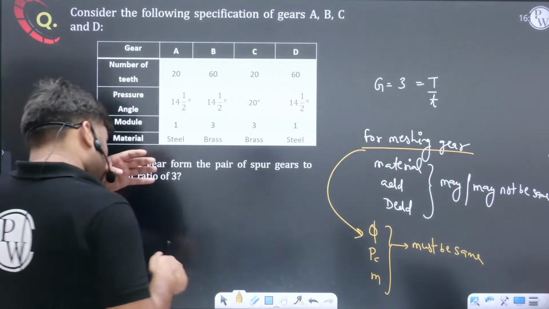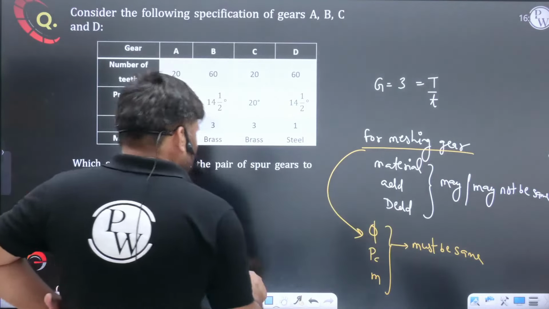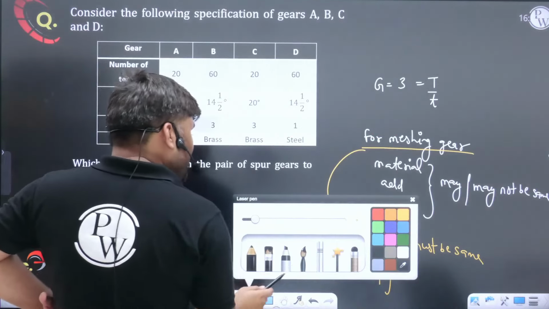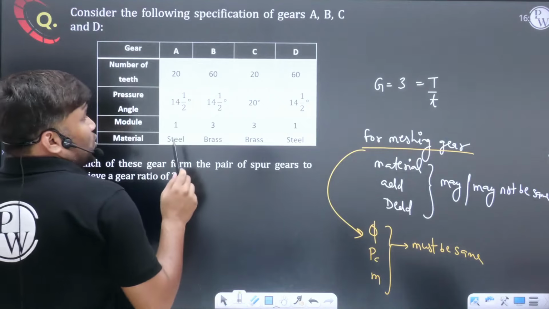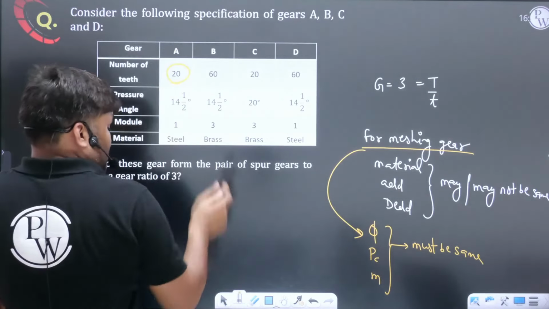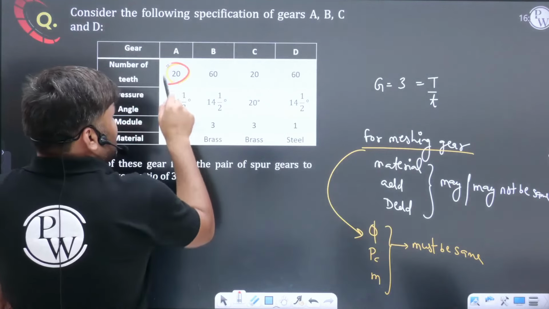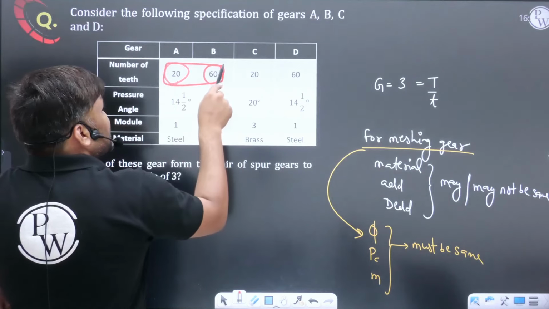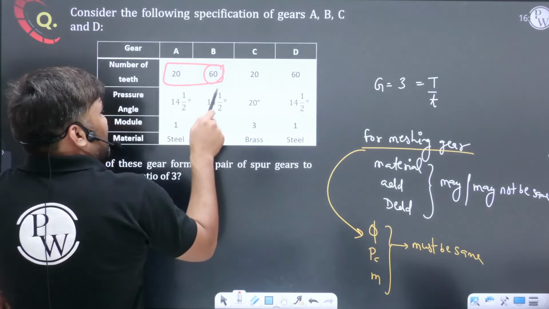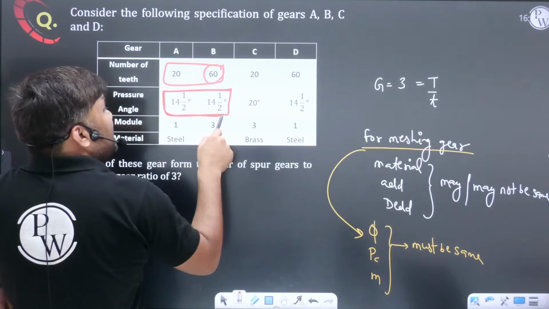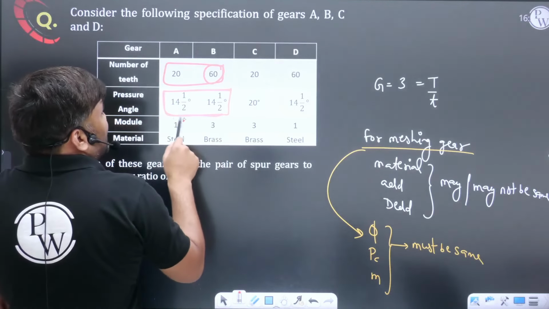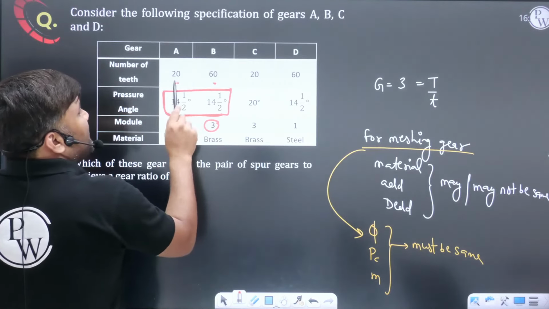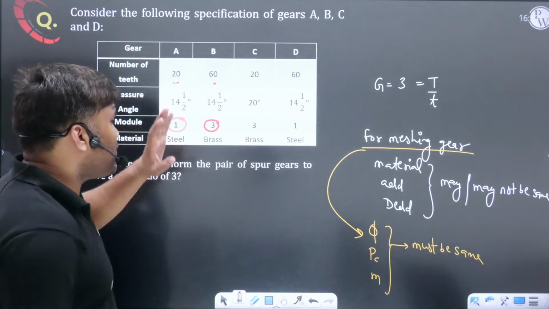Now, check करिए बेटा. The ratio of capital T by small t, you want 3. Gear ratio 3 you want. So, one gear is having 20 teeth, other is having 60. We can work. No, चलेगा sir. 20-60 ratio is coming out to be 3. I am happy. Pressure angle is also the same. I am more happy. But what? Arey sir, module is 1, module is 3. They cannot form a pair. A and B cannot form a pair. Getting my point?